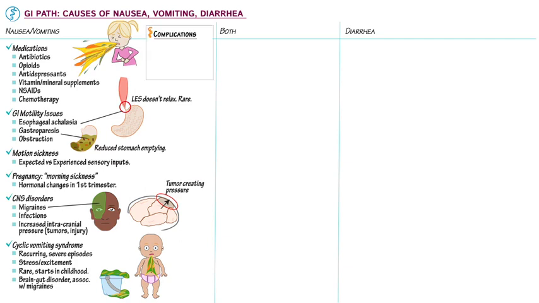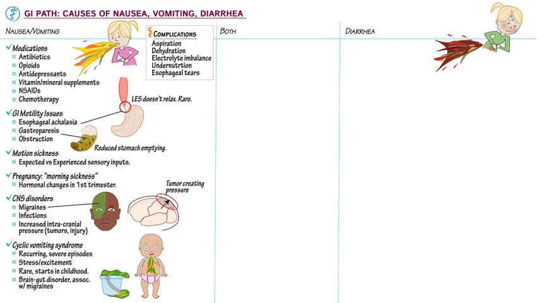Write that complications of vomiting, particularly after prolonged periods, include aspiration, a movement of vomit into the lungs, dehydration, electrolyte imbalance, undernutrition, and esophageal tears. Next, let's learn some common causes of diarrhea.